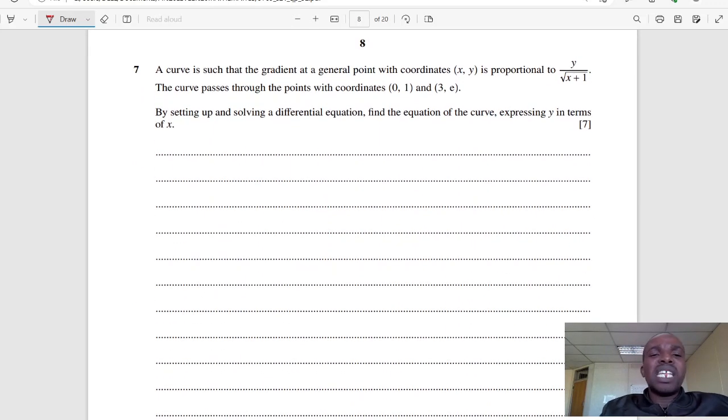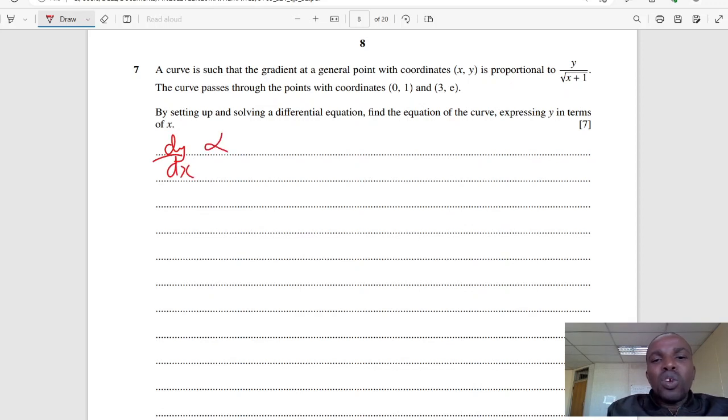Right, question number 7. A curve is such that the gradient at a general point with coordinates x, y is proportional to y over root of x plus 1. This one is variation, is proportional to. Gradient is dy dx. Then the curve passes through the points with coordinates 0, 1, 3, e. Then they said, by setting up and solving a differential equation, find the equation of the curve expressing y in terms of x. Our first thing, our gradient, that is dy over dx.